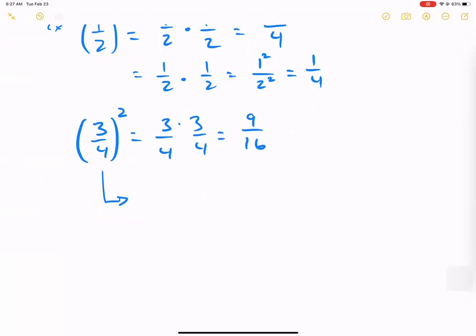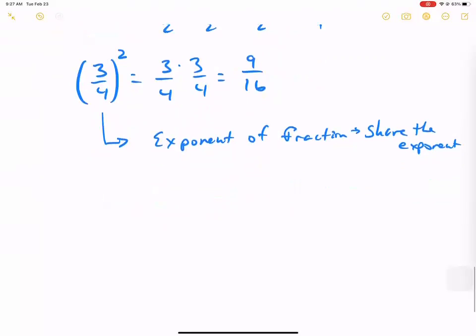When you are taking the exponent of a fraction, exponents of fractions, you can share the exponent. What I mean by share the exponent is that if we have 3 over 4 squared, we can share the exponent to both the top and the bottom: 3 squared over 4 squared. And that's a rule that we can do. If we're taking the power of a fraction, we can share that exponent.